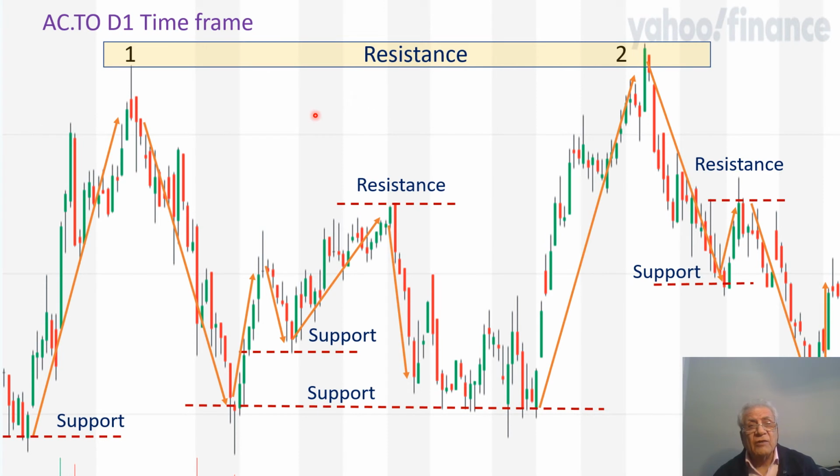This is Air Canada stock on the D1 time frame, and these are touches number 1 and number 2, and this is a very strong resistance level. Now, I also identify all the support and resistance levels. You see that I identify them.